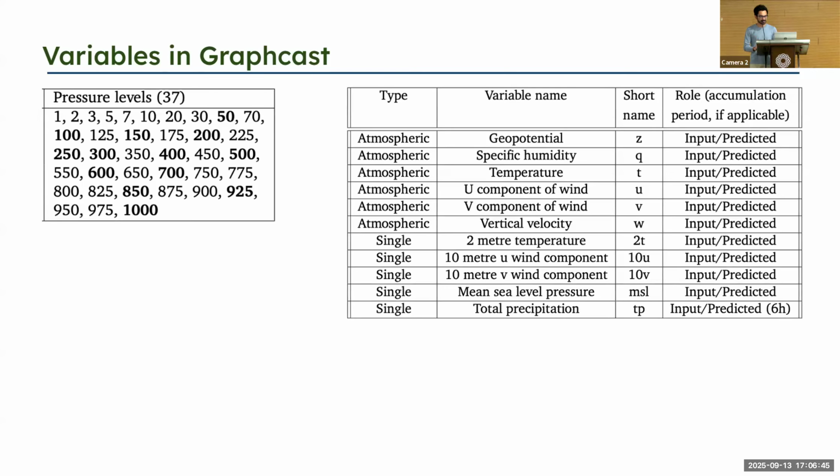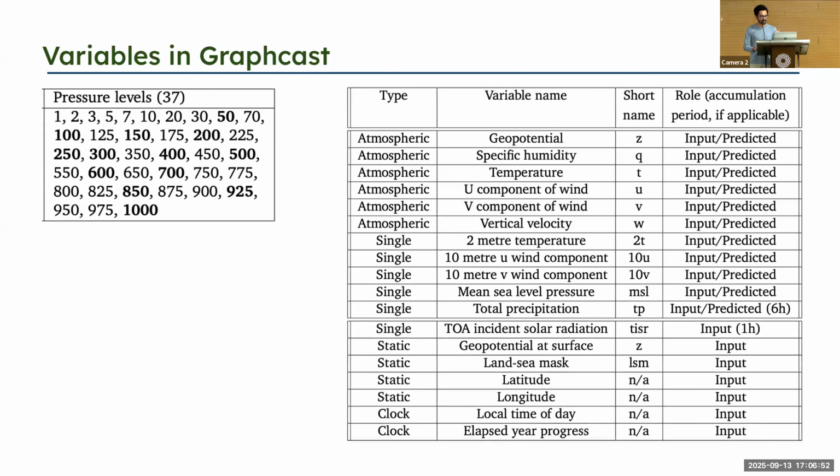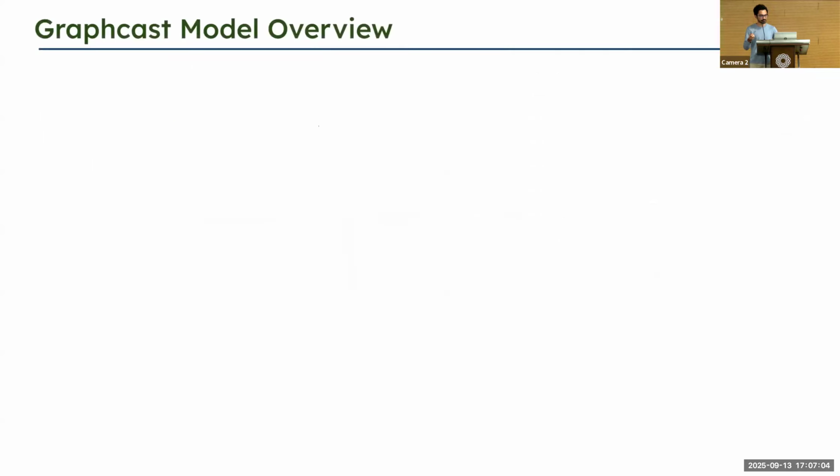I don't know if you can see it, but there are 13 which take a subset for more computational efficiency. Now, these are the single variables which are only there on the surface. That's precipitation, temperature, and all the others. And we also have other things like forcings and static variables like latitude, longitude, local time of the day, how much of the year has progressed. So GraphCast just takes all of these, and this is the data set that it mostly works on.